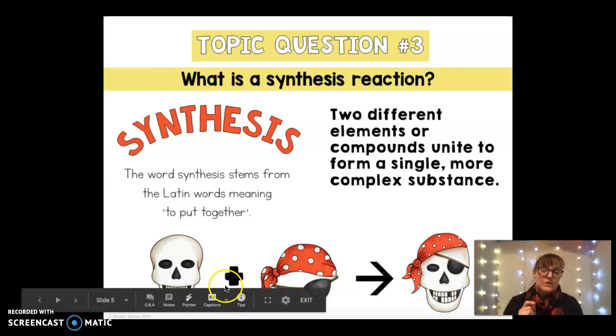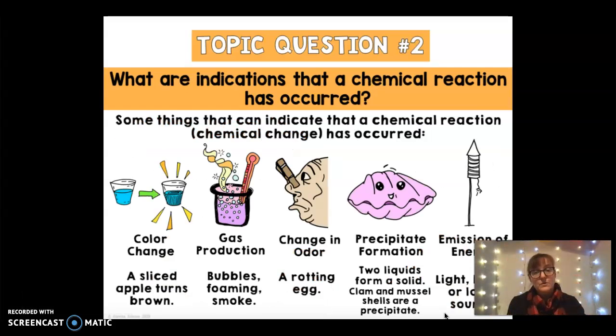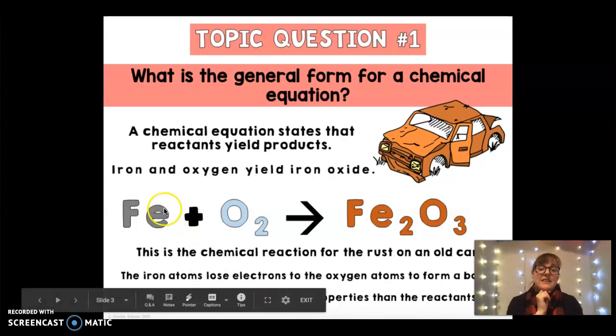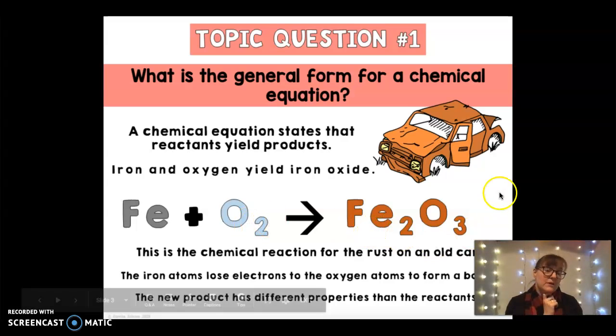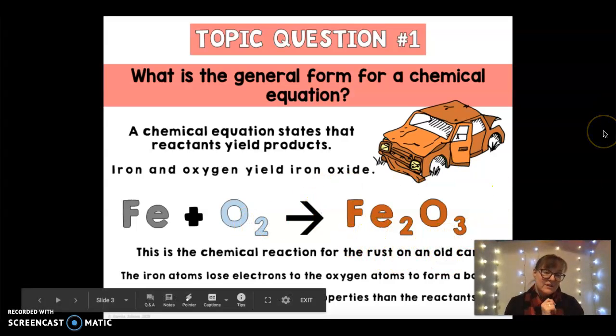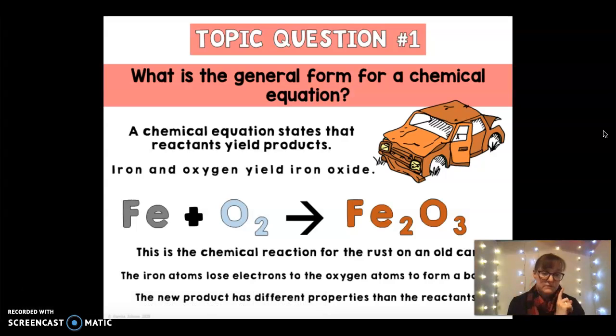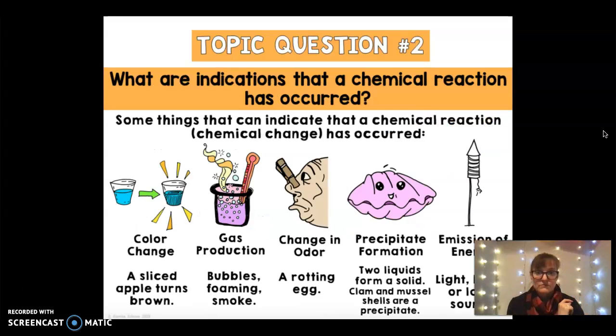So you're going to start with two elements. In this case, they're making your elements look like the skull and the hat, a little bandana. So you're going to have this by itself, and then it's going to have a chemical reaction at your arrow, and they're going to be put together in the end. So you start with elements, and you get a compound. So if you go back to this one, this is a synthesis reaction because you started with two elements and you ended with a compound. That is how you can tell. Elements give you a compound. Synthesis reaction.